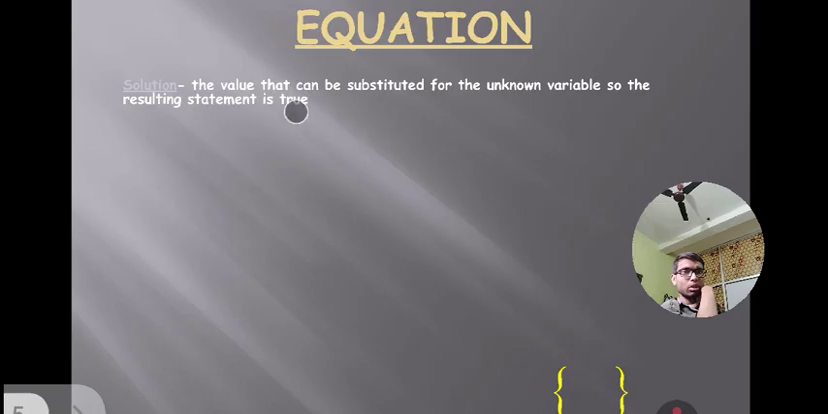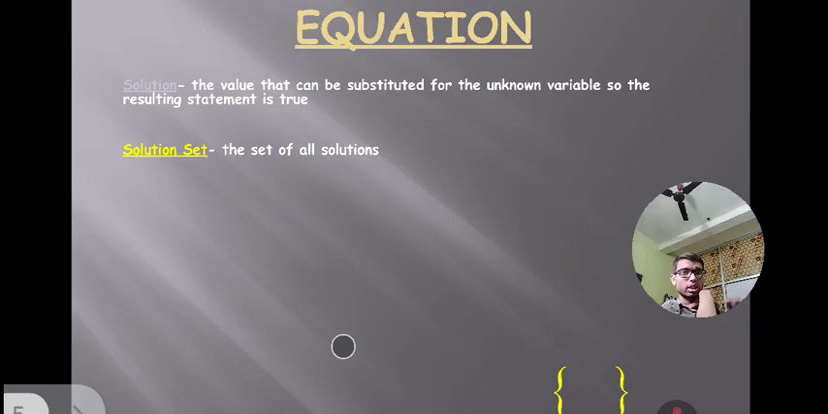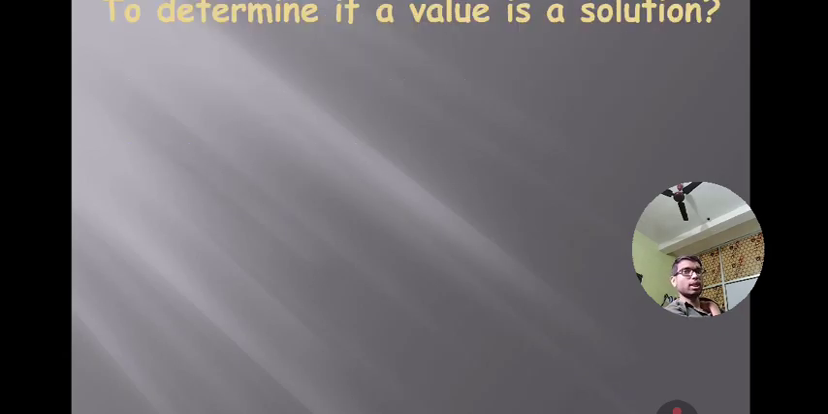Solution: the value that can be substituted for the unknown variable so the resulting statement is true. Yes, this would be a solution. A linear equation has many solutions. Solution set: the set of all solutions. Yes, it has all solutions because we have a linear equation. Used to show the solution set. To determine if a value is a solution.